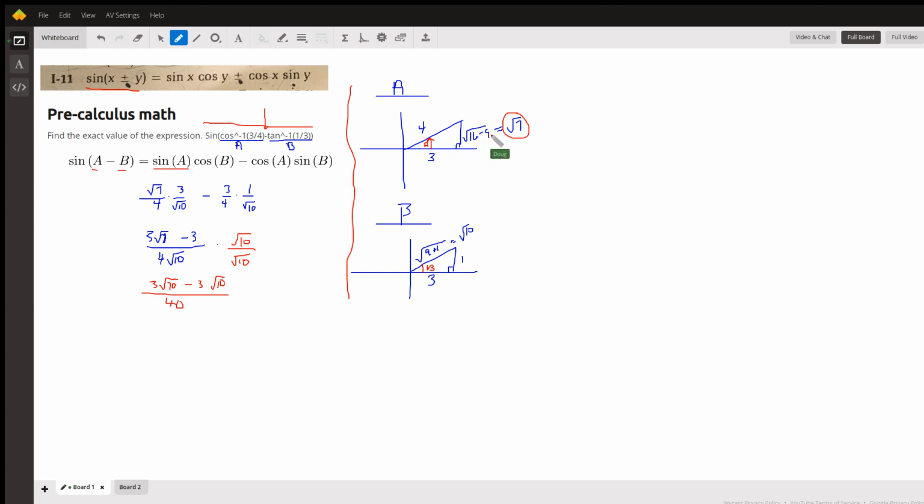The sine of A is square root of 7/4 times the cosine of B is 3 over the square root of 10 minus the cosine of A is 3/4. We already knew that. That was given. Times the sine of B is 1 over the square root of 10.